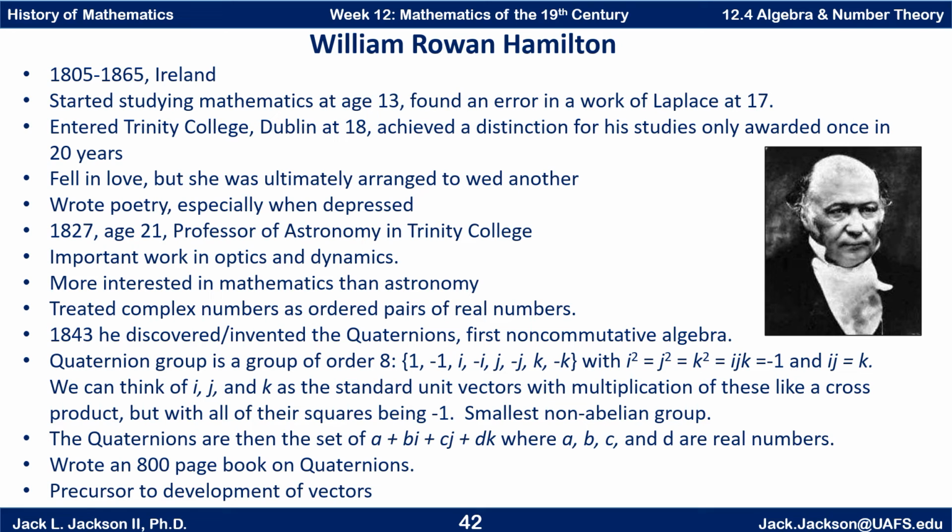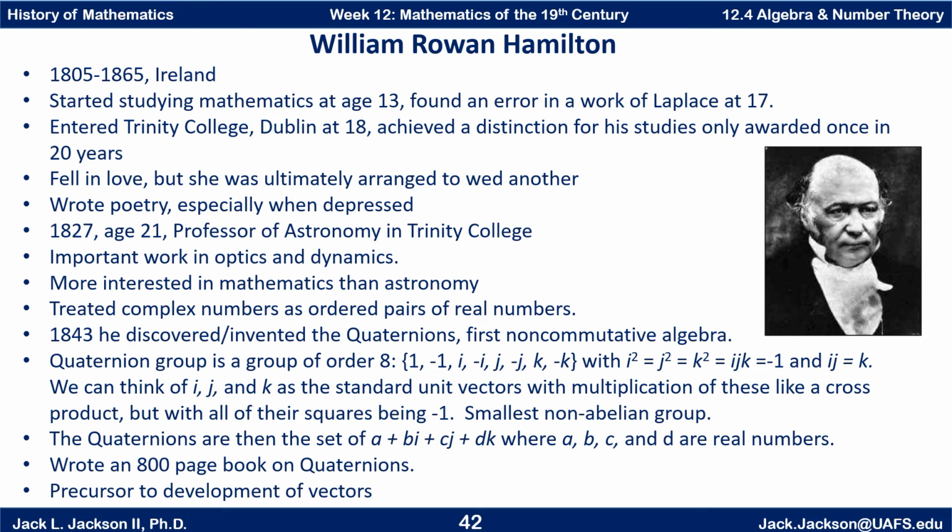So for example, i times j is k, but j times i is -k. Now the quaternions that he was studying were taking these as generators and doing linear combinations of them. So the quaternions were the set of numbers, if you want to call them a set of things, of the form a plus bi plus cj plus dk, where a, b, c, and d are real numbers.